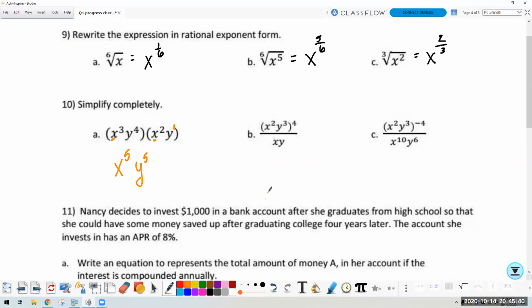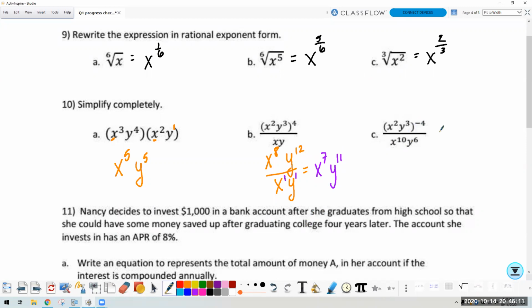When you have a monomial to a power, I'm going to first do the power to the power. So that means 2 times 4 is x to the 8th. 3 times 4 is y to the 12th. And then when you divide, you can subtract your exponents. So this denominator, they each have an exponent of 1. So 8 minus 1 is 7, and 12 minus 1 is 11.